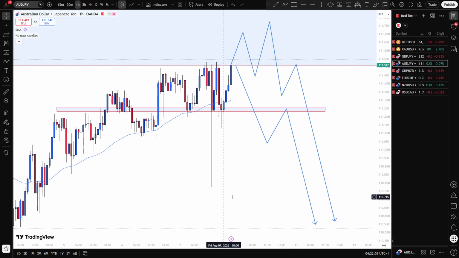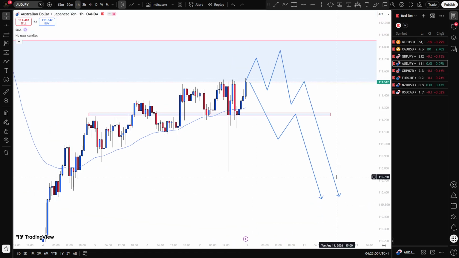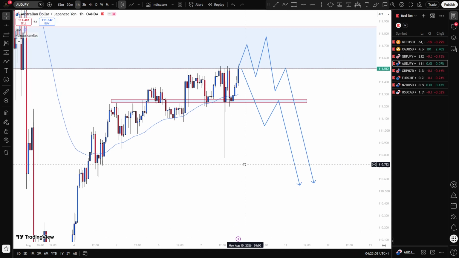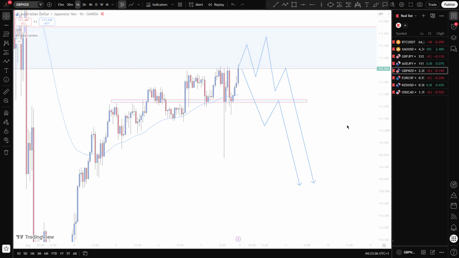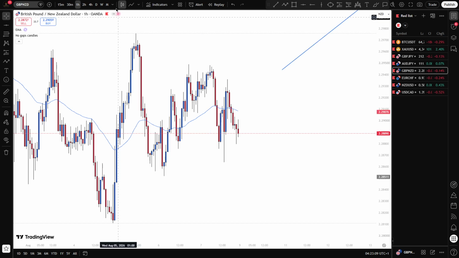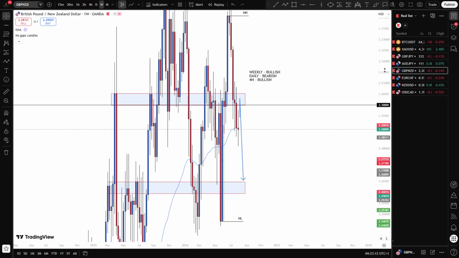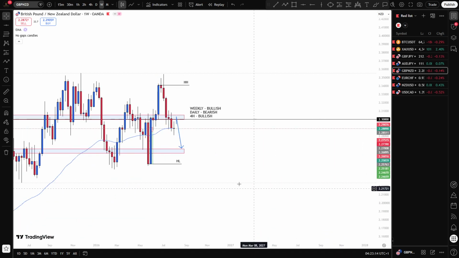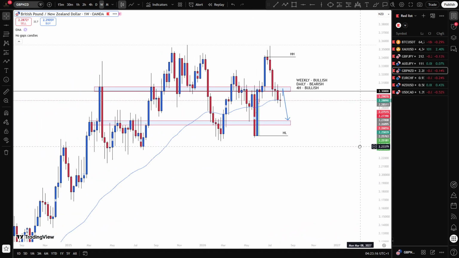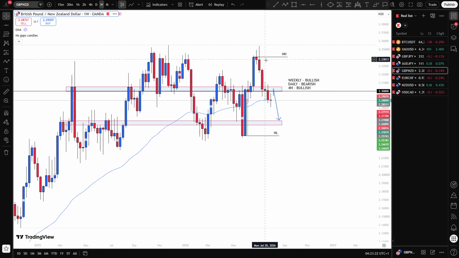Okay, so that is my bias on the AUD JPY. So moving on to GBP/NZD. GBP/NZD on the weekly time frame. On the weekly time frame, we are bullish. We see this is the higher high and this is the higher low.